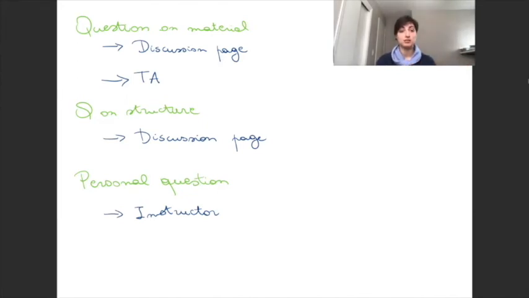Remember, it's asynchronous. If you have a question on the material that is unfit for the discussion page, for example, is something from your work on the lab assignments, then you should contact the TA. If you have a question on the structure of the course, that could be either when is something expected to be handed in, how to do something specific, the discussion page is definitely the place you should be posting about it.